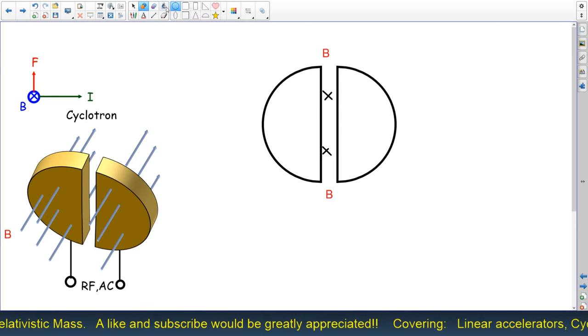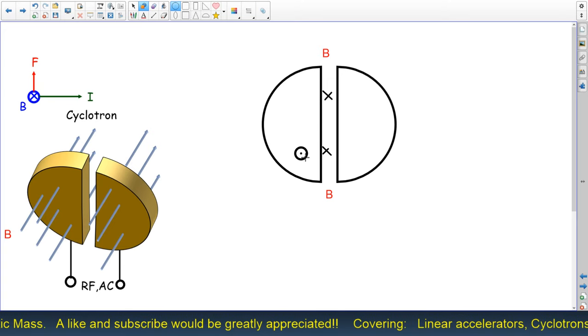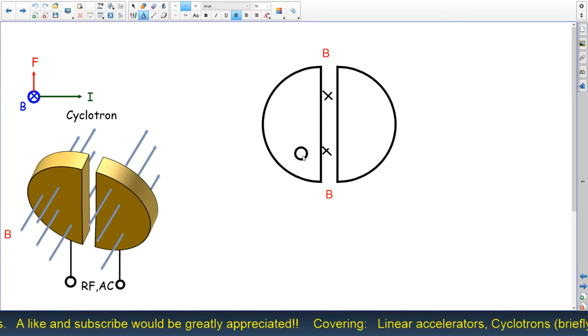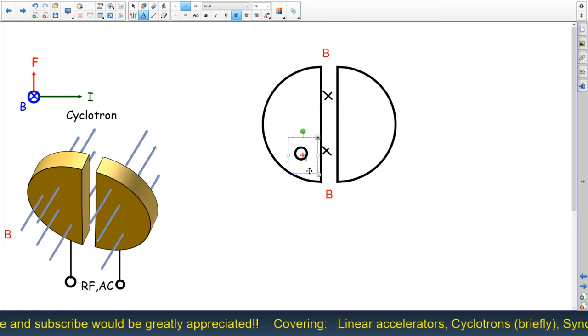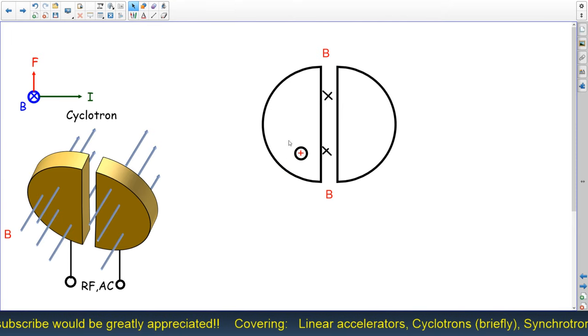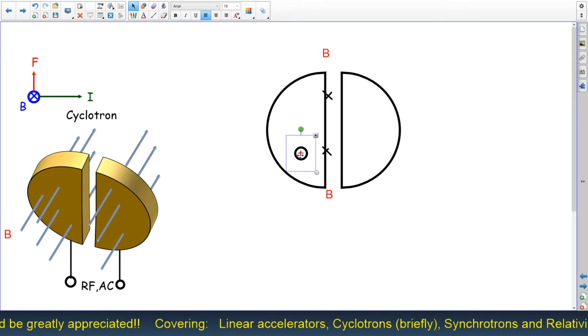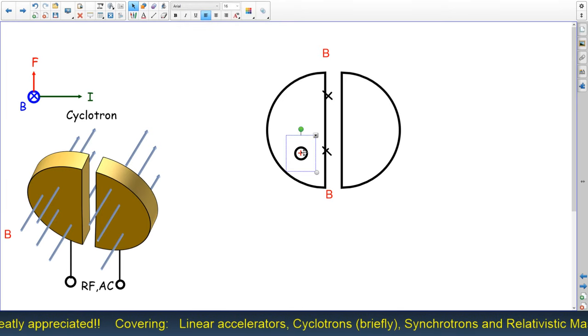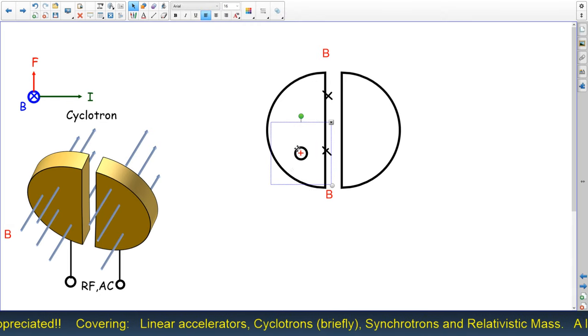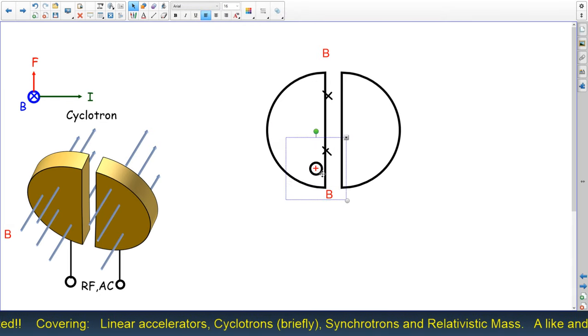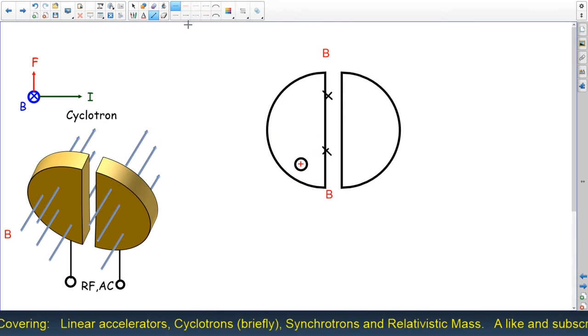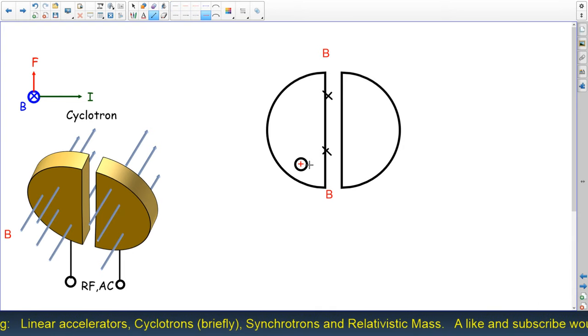And let's have ourselves a little charged particle. Positive charge here, that has been somehow caused to at least start moving in here. There we go. Okay, so it's going to come across like this. So let's say it's moving in this direction.